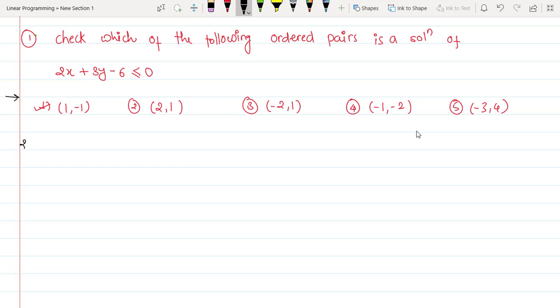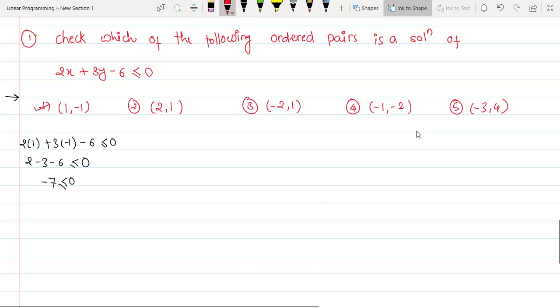So let's substitute. 2 into 1 plus 3 into minus 1 minus 6, which is less than or equals to 0. Is it true? So 2 minus 3 minus 6 less than or equals to 0. 2 minus 3 is minus 1, minus 1 minus 6 is minus 7, which is less than or equals to 0. Of course, this is satisfied. So the first one is a solution to the given inequality. Let's check the next one now.